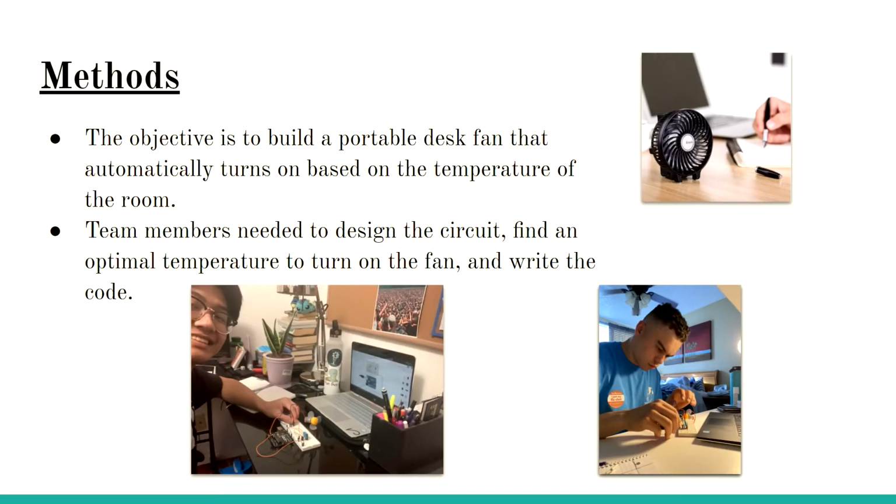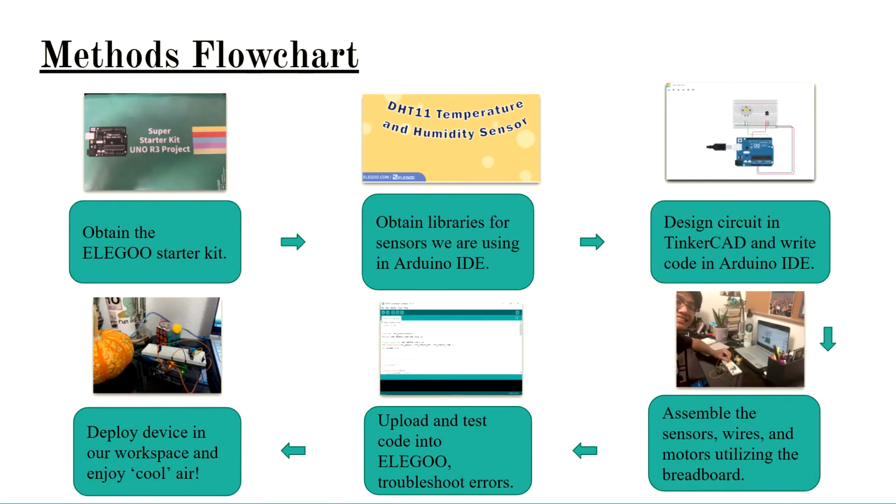Starting with methods, the challenge was to design, build, and program an automated monitoring system using the ELEGOO kit, which has the purpose of understanding a societal challenge. Our particular objective was to build a portable desk fan that turns on and off depending on the temperature conditions of the room. Team members needed to design the circuit, find the optimal temperature for the fan to operate, and write the code.